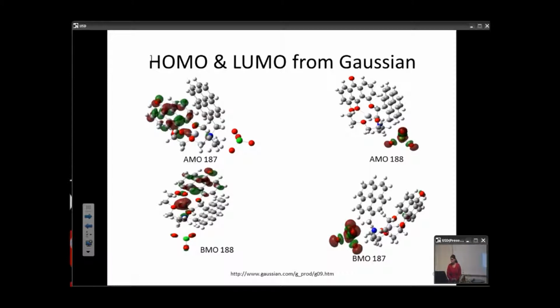In the HOMO, we can evidently see that the electron density is more in the anthraquinone ring, whereas for the LUMO we don't see any electron density, so I'm not completely satisfied with this picture.